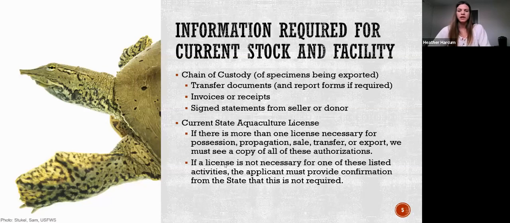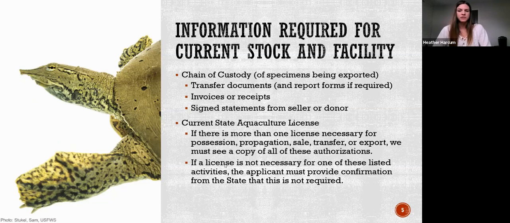We also want to make sure whether the person who's exporting is the breeder or the harvester of that specimen, is the only one involved, or if there's somebody else involved who is going to be sending them specimens. We want to make sure that everyone is properly licensed. So if there is more than one license necessary for possession, propagation, sale, transfer or export to and from a state, we need to see a copy of all of those authorizations.